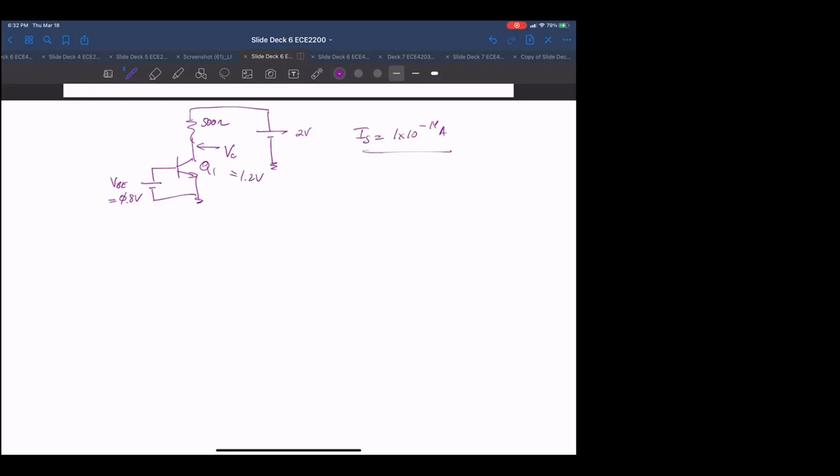Yeah, so now you've got to be careful here. Notice this 2 volts is on the other side of this resistor. The 2 volts isn't here, and in fact there's a collector current flowing here, so there's a voltage drop across this 500 ohms. So this is not going to be 2 volts. We don't know what it is, but V C is 2 volts minus I sub C times 500 ohms.